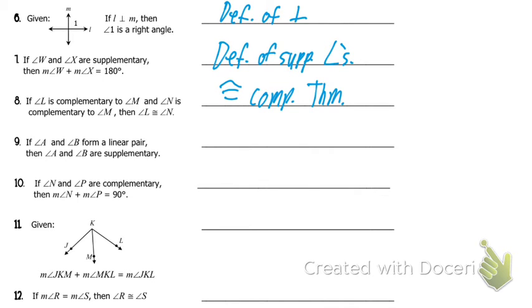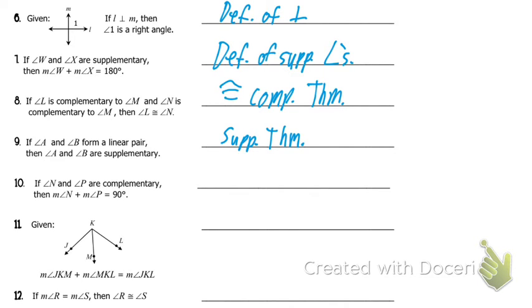Okay, number 9. If angle A and angle B form a linear pair, then those angles are supplementary. If angle A and angle B form a linear pair, then they're supplementary. That's the supplementary theorem.